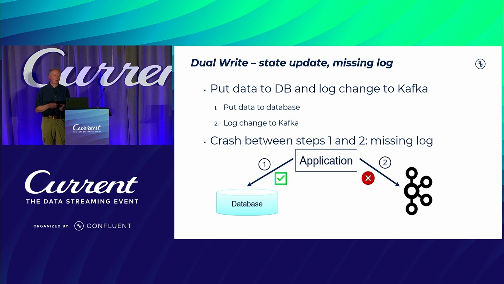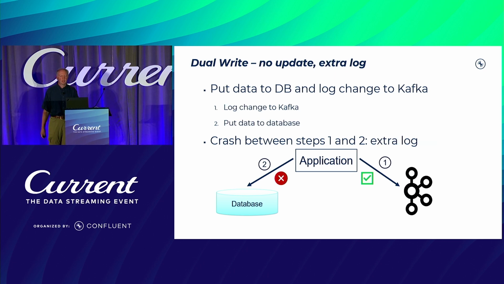And then you could try to do it in one order, and say you try to put it in the database. Then if you fail to log the change to Kafka, you basically get a missing log, and changing the order obviously doesn't help. It helps to solve that problem, but introduces another problem. So we don't really have a simple way to do it.